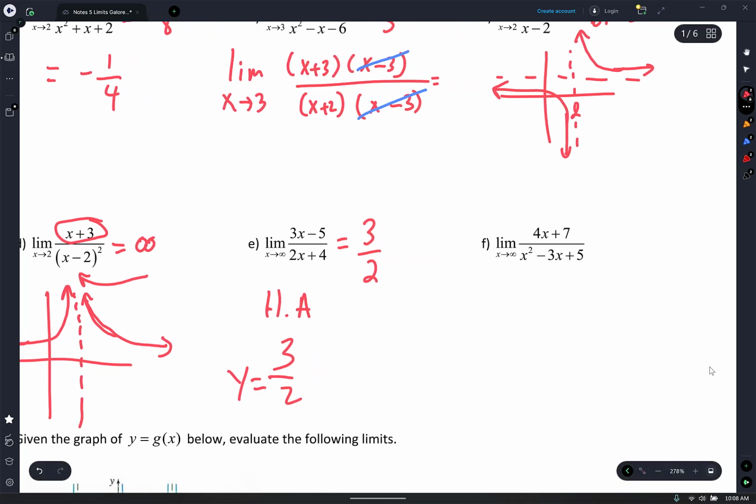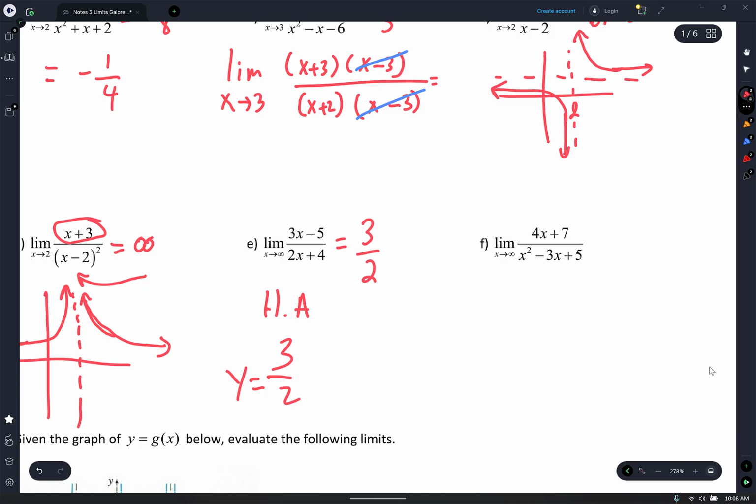All right. Letter F. 4x plus 7 in the numerator, x squared minus 3x plus 5 in the denominator. What is my limit? All right, which one's bigger? Denominator or numerator? So which one's growing faster, denominator or numerator? Denominator. So a number divided by an even bigger number. What is that going to approach? 0. Does that make sense, guys?